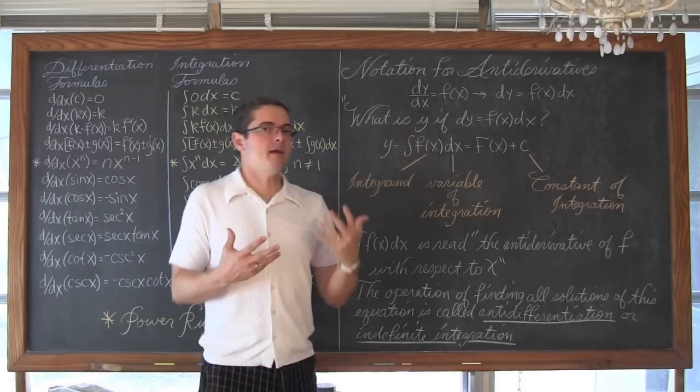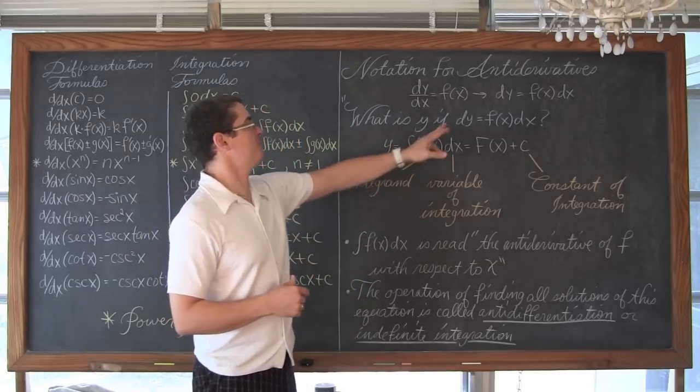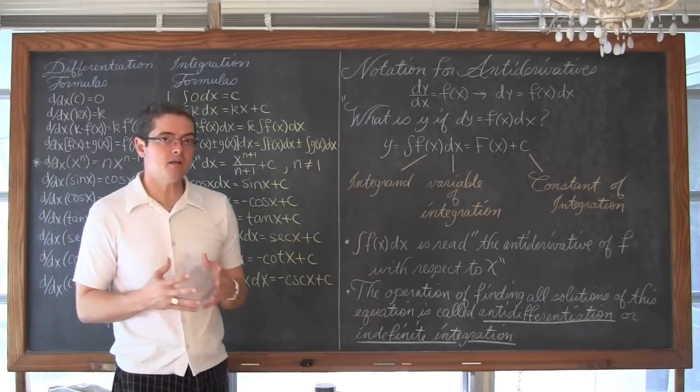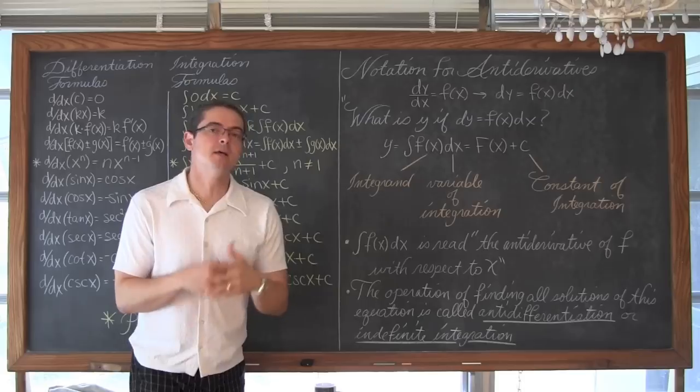Now, what we're going to be asking is, what is y? What is the original function if dy equals f of x times dx? In other words, we want to go from the derivative to the original function. That means we want to do an indefinite integration.